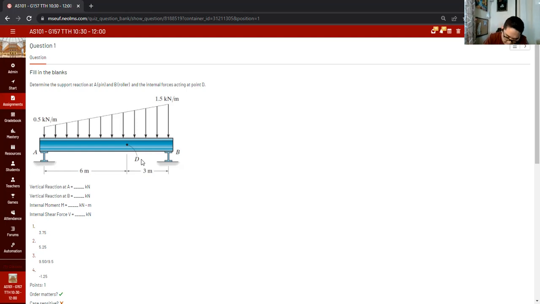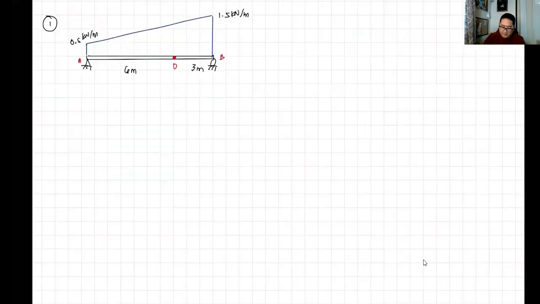So A, B, and then distances natin is 6 meters and 3 meters. 1.5 kilonewton per meter and then 0.5. Okay, so balik lang tayo dun sa slide natin. Okay, so ito yung problem na yon.